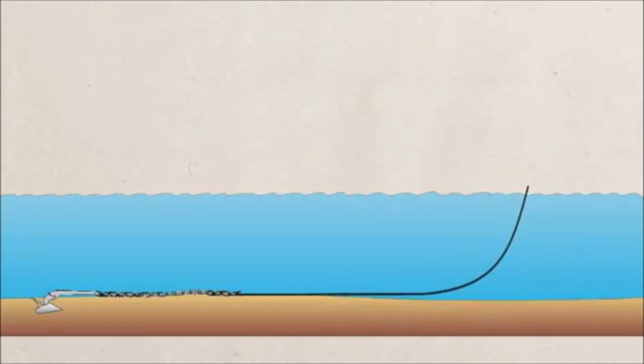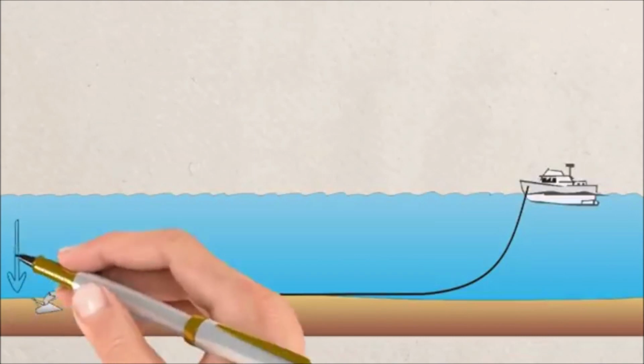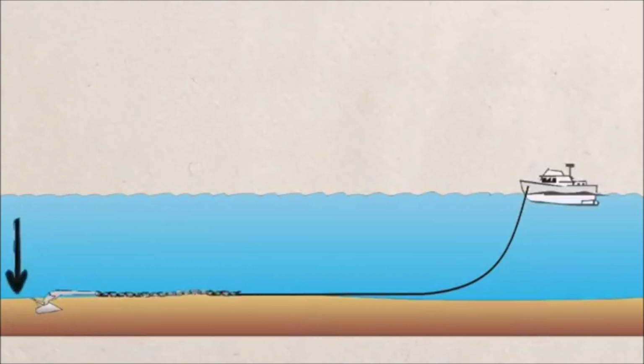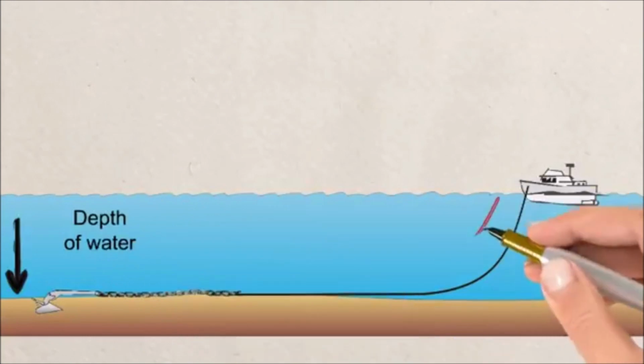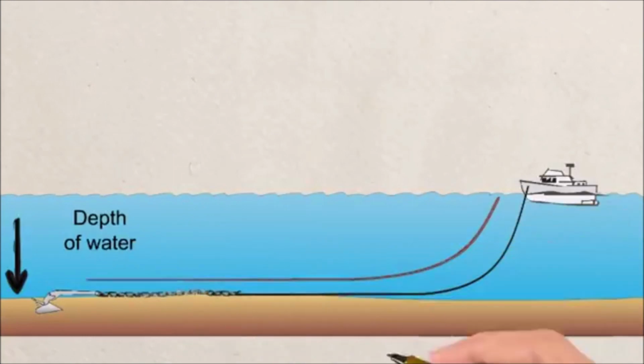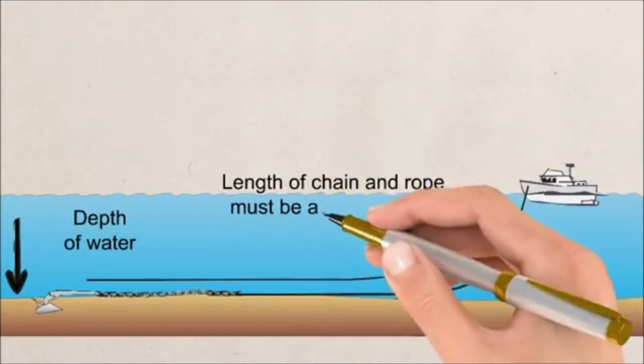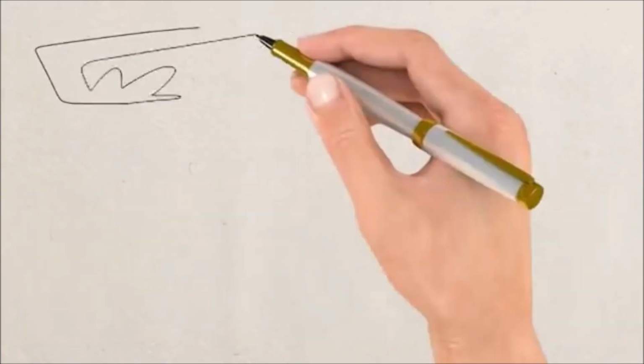A few meters would do on a nice sunny day, but if your engine is broken and you're being pushed on the rocks, you definitely want all that 10 meters of chain. So how much chain and or rope are we going to use altogether? Well, we take the depth of water, and then the total length of chain and rope is going to be at least 5 times the depth of water.